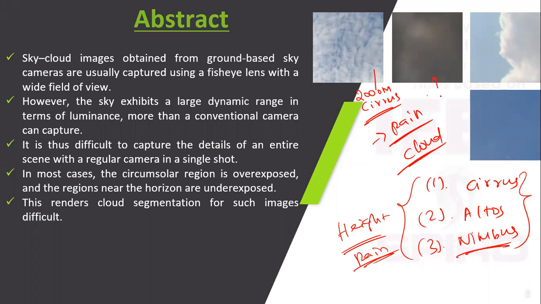This is a nimbus, a low cloud. This is a high cloud. This is altos, a middle cloud. Here it is possible to rain or not. Here it is purely possible to rain. And this is an empty sky.